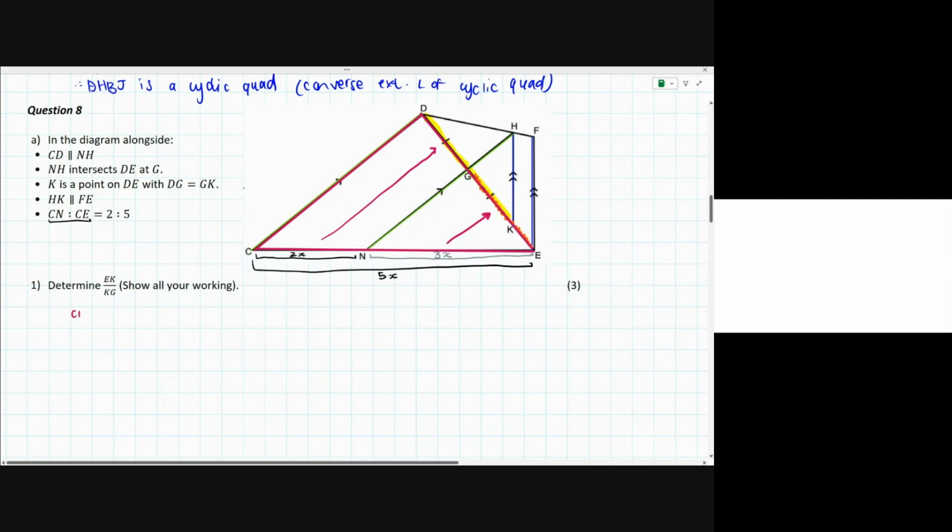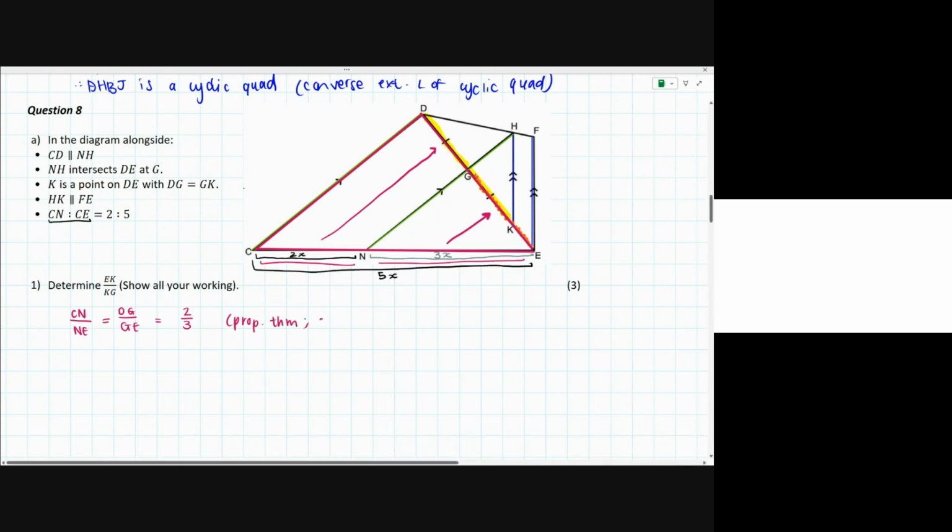Okay, so CN, this length at the bottom here, which we know is 2 parts, to NE is equal to, the side opposite CN that's in proportion is DG, over the side opposite NE, which it's in proportion to, the whole length GE. And we know that that ratio is 2 is to 3 parts. If you want to put the x's in, that's fine, but we know it is the 2 parts to the 3 parts.